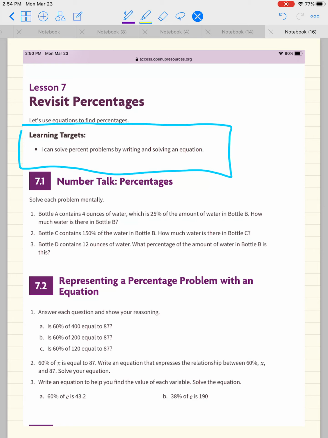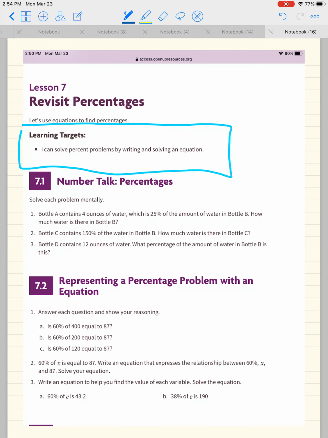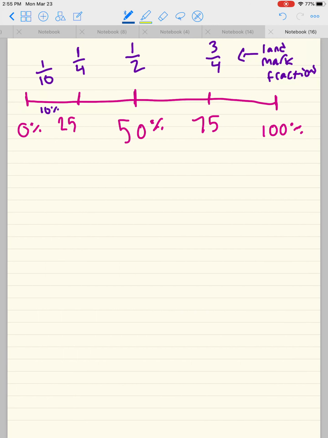Alrighty, number talk. Again, it's not really going to be a number talk because you're by yourself and I'm by myself and can't talk to people that way. So, solve each problem mentally or in your head. Bottle A contains 4 ounces of water, which is 25% of the amount of water in bottle B. How much water is there in bottle B?